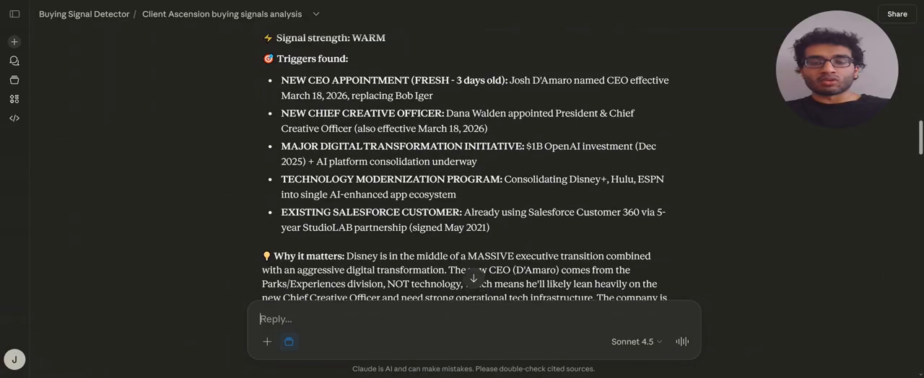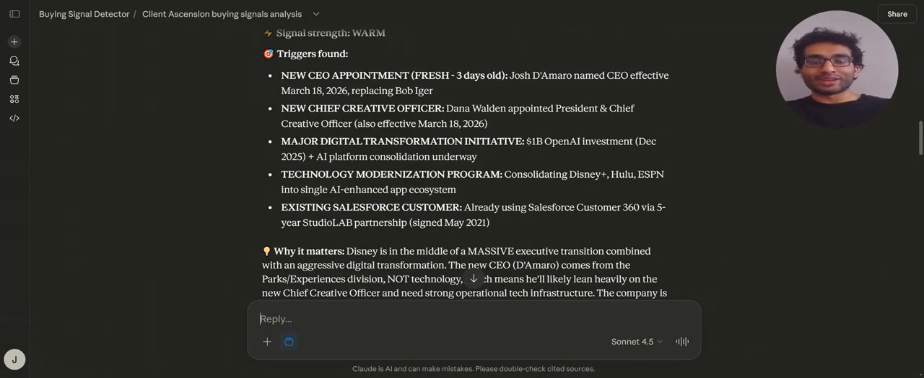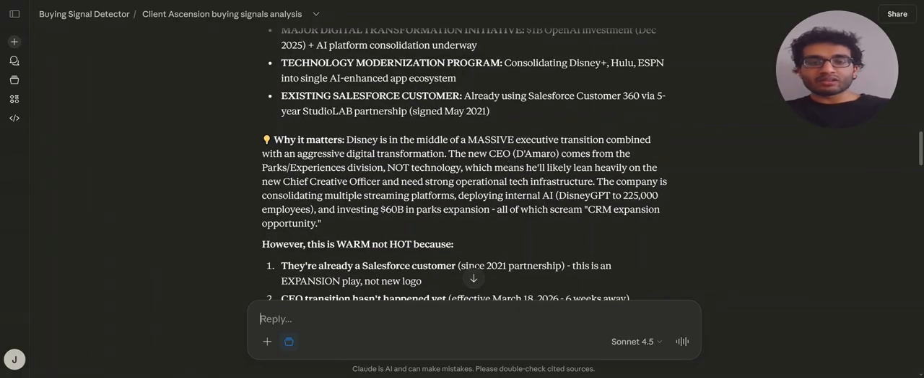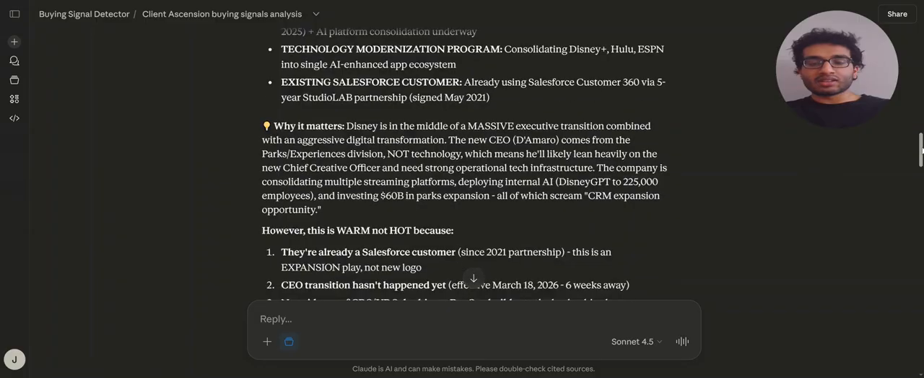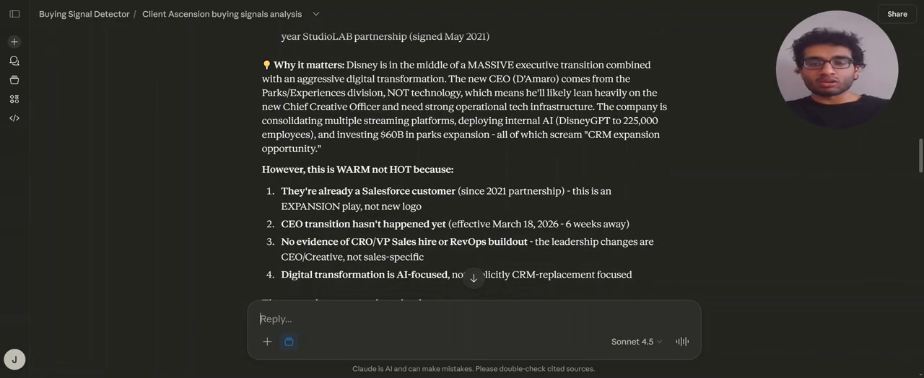The reason they're warm is that I have told it what sort of triggers I'm looking for. I've told it, hey, I'm looking for accounts to have a new CEO appointment, and it's telling me they have a new creative officer, and they've made a big investment into digital transformation. They're doing technology modernization. All of these are critical things I can reference in my cold email, and it tells you why it matters based off the specific context that you provided, and even gives you a strategic initiative for how you can approach them.